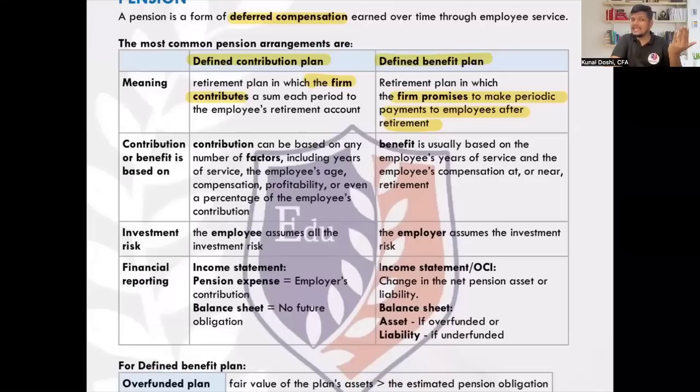DB or DC? Under the DB plan, the defined benefit plan, the employer takes the investment risk because the employer has promised you. Under the DC plan, the employee, I'm the employee, has to take the investment risk because the employer says their job is only to contribute the pension, or only to contribute my share. That's it.